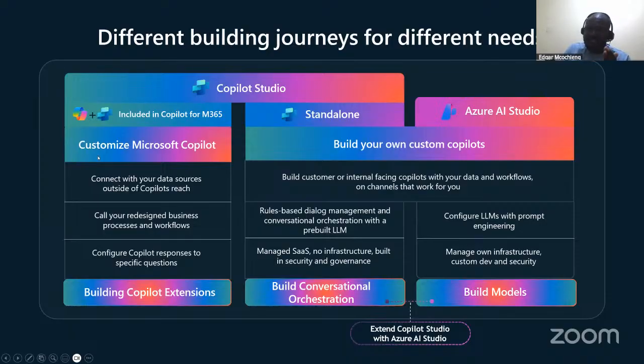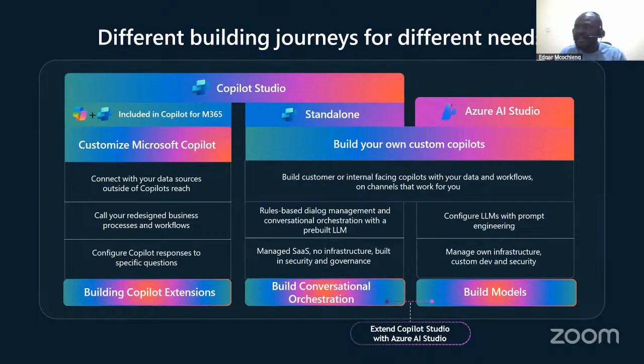In M365, we can connect to our data sources that are outside the Copilot tree, let's say our SharePoint, using our Graph connectors. Next, we can design processes, build processes that can handle the task, and we can configure our Copilot to our needs. That's customization.